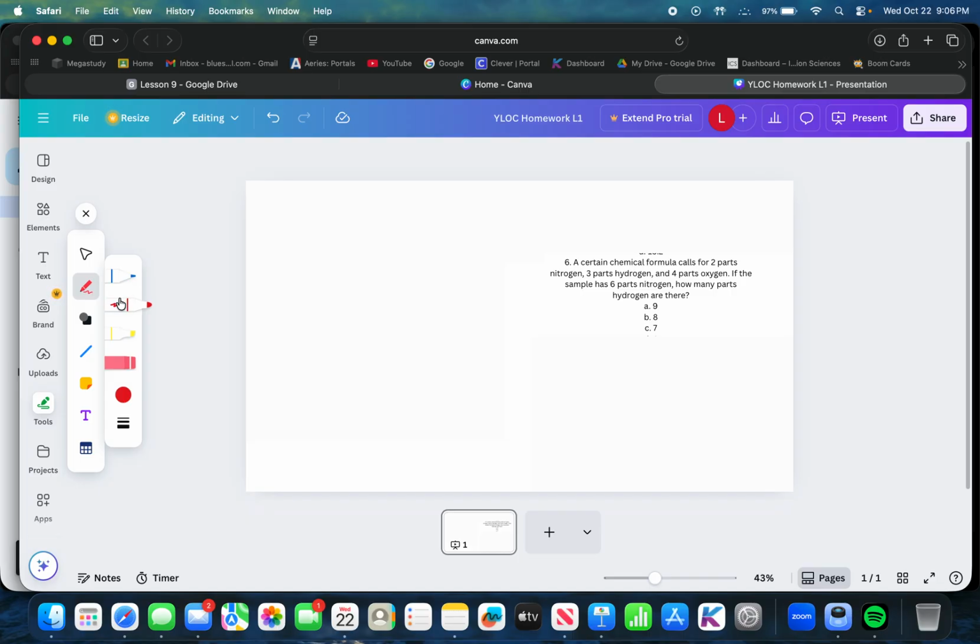A chemical formula calls for 2 parts nitrogen, 3 parts hydrogen, 4 parts oxygen. If the sample has 6 parts nitrogen, how many hydrogen are there? They're talking about hydrogen, 3 parts hydrogen. So 2 nitrogen, 3 hydrogen, 4 oxygen. Because there's 6 nitrogen, the ratio is times 3 on both sides, so it's 9. 6 is A.